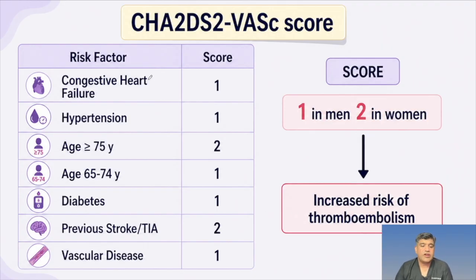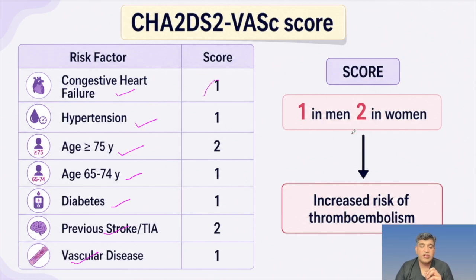So these are the risk factors, a couple of risk factors, and the score. The score is written in front of them. Congestive heart failure, hypertension, age greater than 75, age between 65 and 74, diabetes, previous stroke or TIA, and vascular disease. The score is given in front of them.